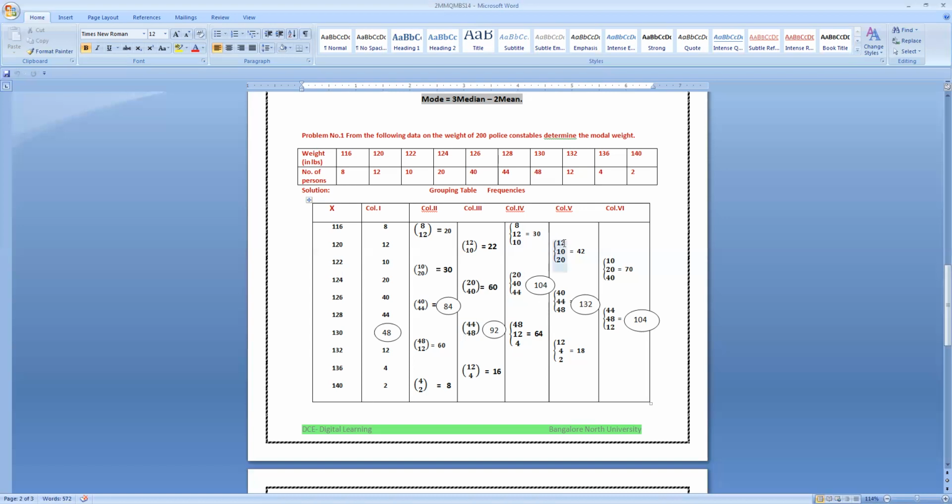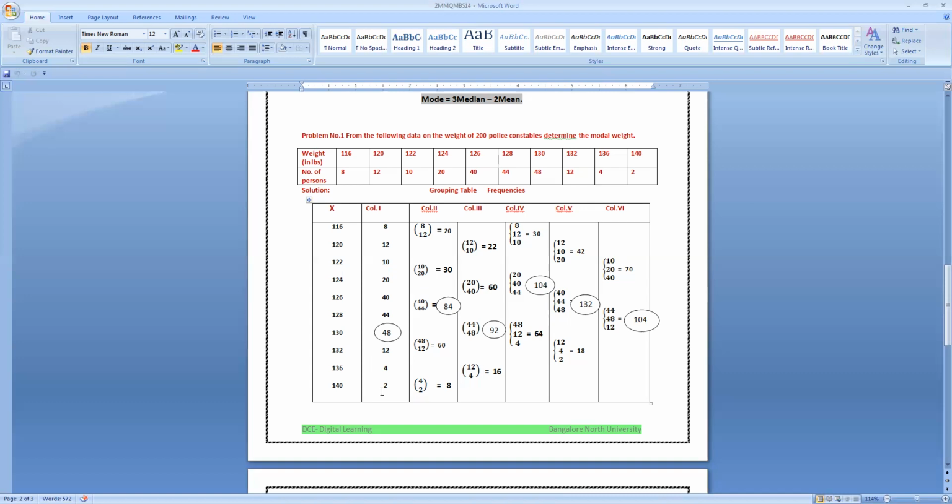Again in the fifth column, we should leave the first number, then group three again. That is 12, 10, 20 becomes 42, then 20, 40, 44 becomes 104, 48, 12, 4 becomes 64, and the last 2 is left out. Again we show the values after adding, and then check which is the highest number to circle. Then the last column: from the beginning we should leave two numbers, then add three numbers. 10, 20, 40 becomes 70, then 44, 48, 12 becomes 104, because at the last we got only two numbers.